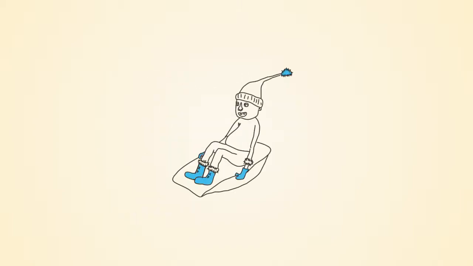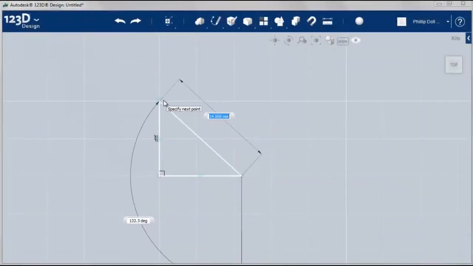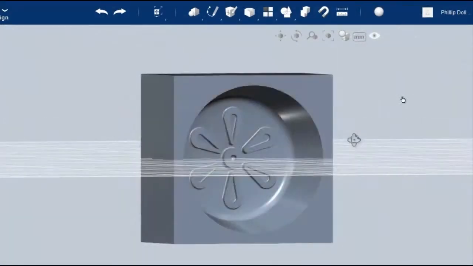In this video, we define concave and convex shapes and look at a few common applications, followed by a design project in 123D Design, which is detailed in a series of technical videos where concave and convex shapes are used to create a chocolate mold.